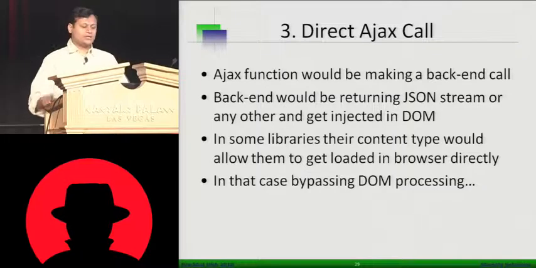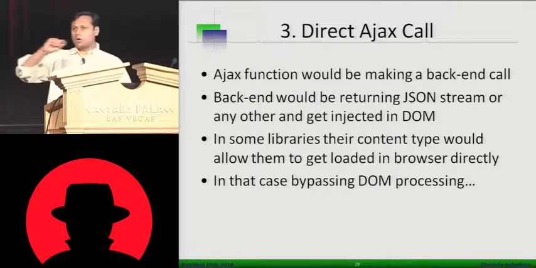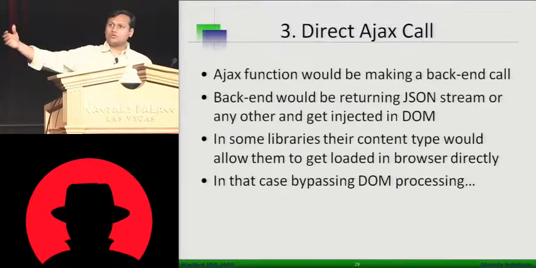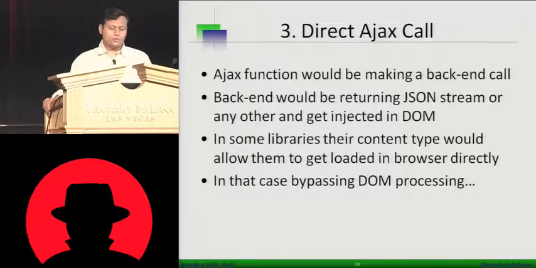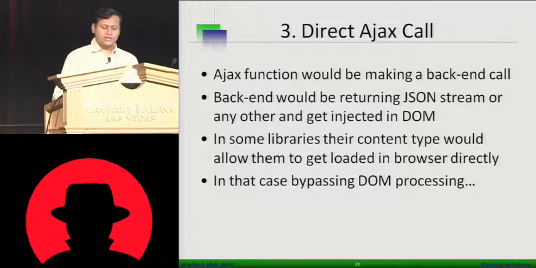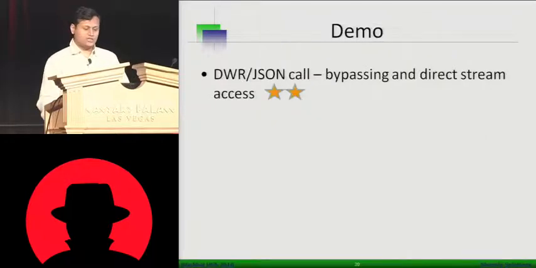In some libraries, their content type would allow them to load directly into the browser. Say, for example, you are sending XML content. A library on the server side is sending XML content, but when you look at the content type, it says text/html. Or it is sending JSON, and it's not text/json, but it is text/html. So if that direct stream comes and hits the browser, then it's going to get executed. So in that case, it's essentially bypassing the DOM, and you can inject the content directly into the browser.